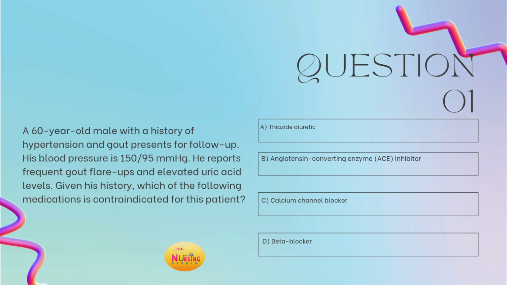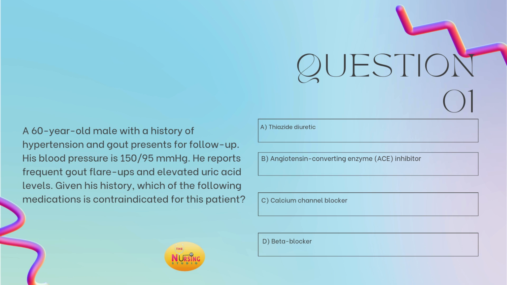All right, so y'all know I always recommend reading the stem of the question first, as it allows you to slow down to ensure you're answering what is even being asked of you. Here, the stem of the question states, given his history, which of the following medications is contraindicated for this patient? So that means we just got to take a step back and look at everything that is provided to us. So we have a 60-year-old male. He has a history of hypertension and gout. His blood pressure is elevated. So we're needing to treat that, right? And he has frequent gout flare-ups and elevated uric acid levels.